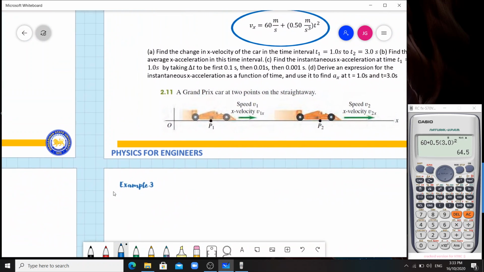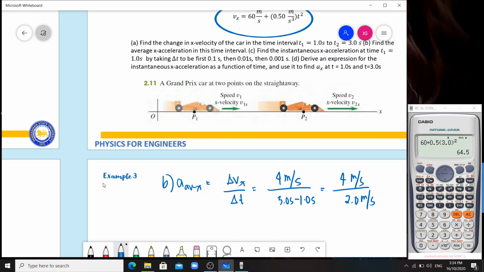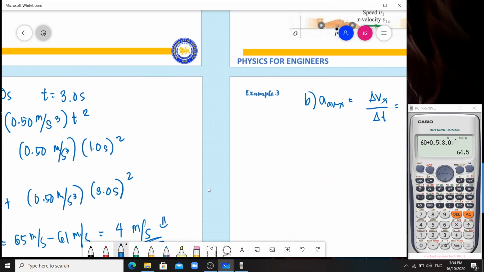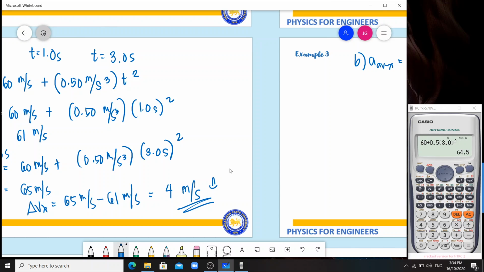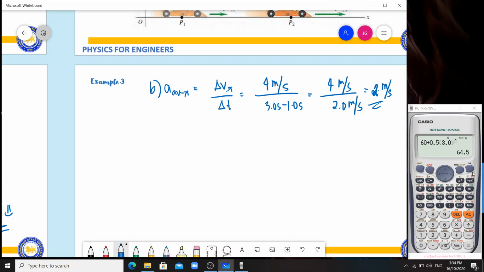For letter B, find the average acceleration in this time interval. So that is delta vx over delta t, which is 4 meters per second over 3.0 seconds minus 1.0 seconds. That is 4 meters per second divided by 2.0 seconds. We follow the fewest significant figures, so that is equivalent to 2 meters per second squared. Let's check if we followed the rules. It is correct, because we subtracted, and when dividing we use the fewest, so 2 fits.